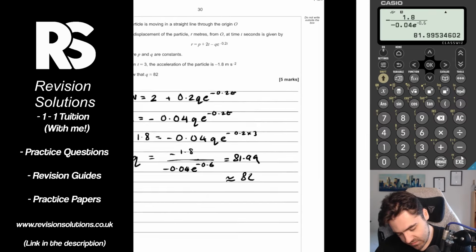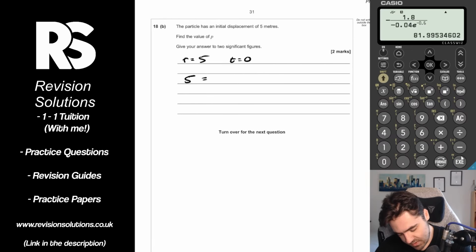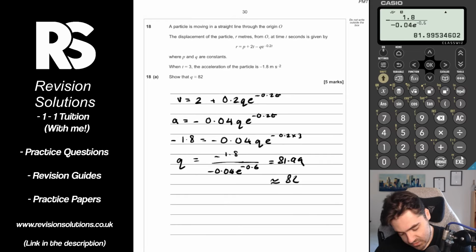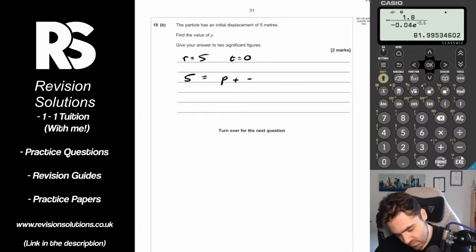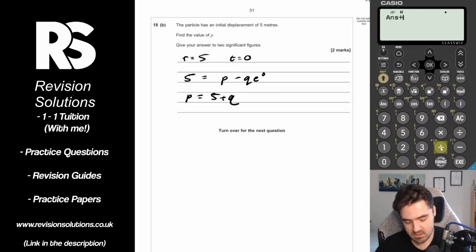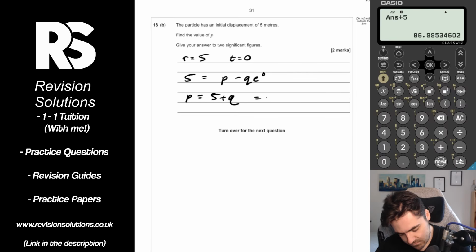If we use that information, we could say 5 equals p plus, well, the 2t would go to 0, so it would just be minus q e to the minus 0.2t, or e to the 0. So that's just 1. So then we would get p is just 5 plus q. So we can just add 5 onto this. Gives us 86.99, or let's say 87.0 to 3 significant figures. So to 2 significant figures, it's also 87.